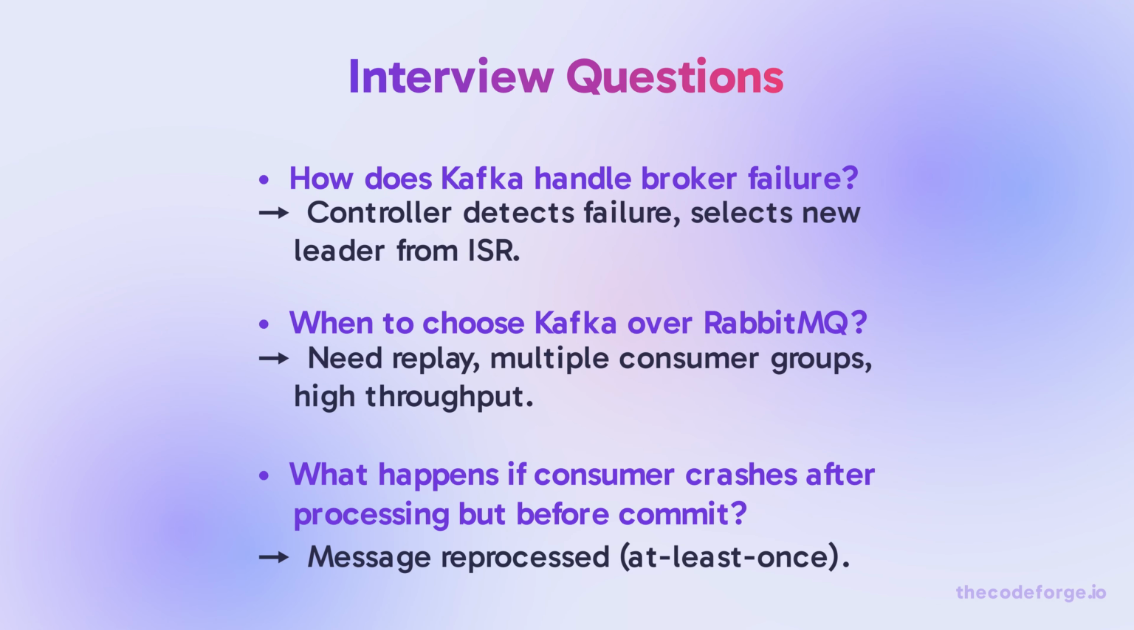Let's run through some common interview questions. How does Kafka handle broker failure? Controller detects failure, selects new leader from ISR. When to choose Kafka over RabbitMQ? Need replay, multiple consumer groups, high throughput. What happens if consumer crashes after processing but before commit? Message reprocessed at least once.